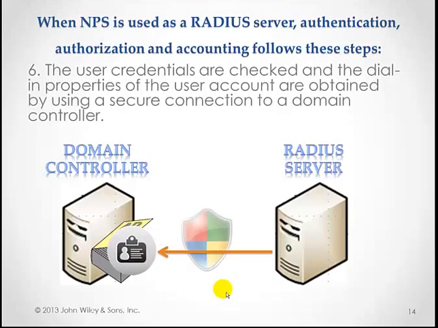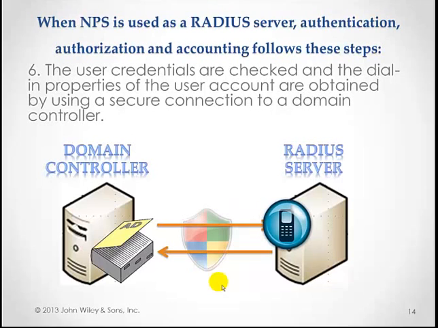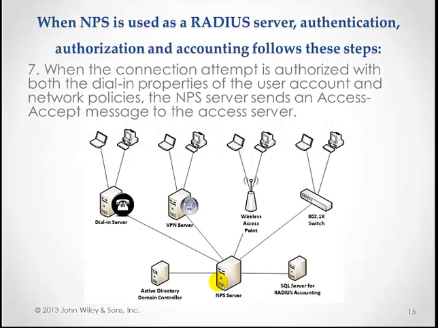So here you can see a secure connection is made between the Radius server and the domain controller. The domain controller is going to check that information against its Active Directory database. And if all is good, it's going to send back user information and dial-in properties for that user account. Now, when the connection attempt is authorized, we just got an authorization from the Active Directory domain controller, and it's authorized with the dial-in properties of the user account and the network policies that are stored on our NPS server, which we'll look at later.